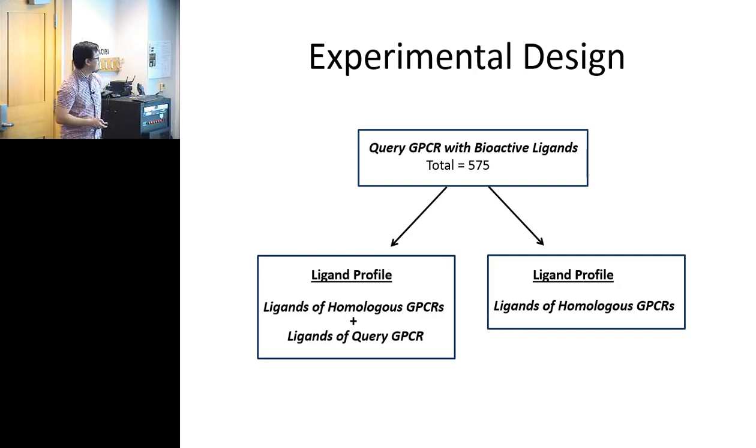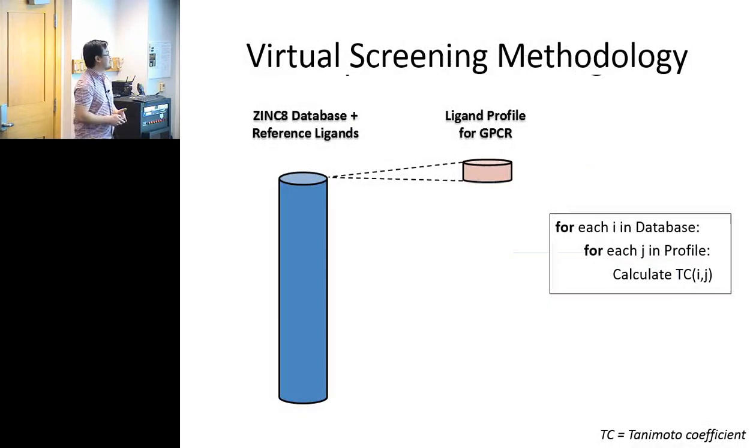So yeah, pretty much the whole gist of this is that I want to test the ligand profile with and without the ligands from the query GPCR. Okay. And so how does it work?